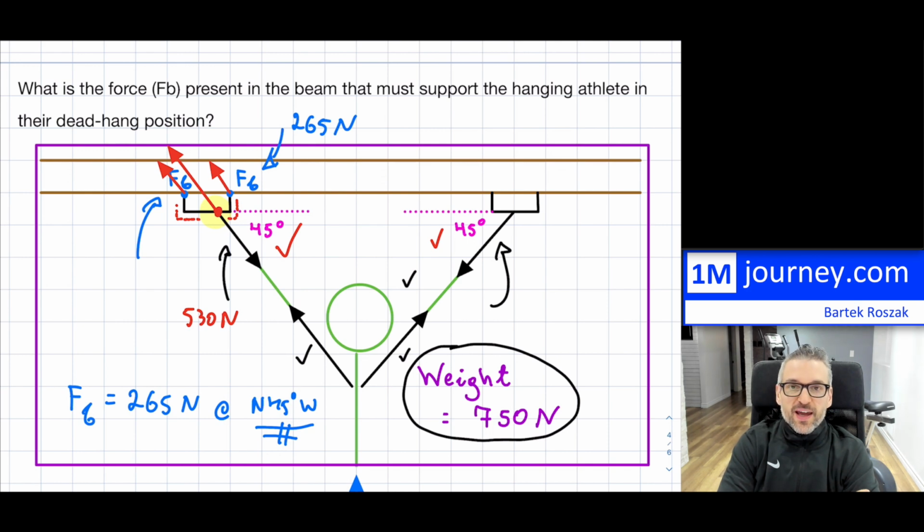So that is it, okay? So for this example, I hope it makes sense to you. You can give it a try, okay?